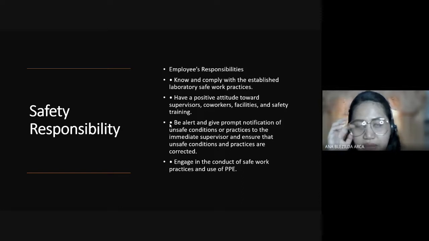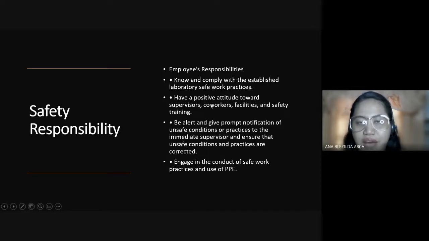So of course, bilang medtech, dapat marunong kang sumunod sa mga rules and regulations inside the laboratory. And then you should be cooperative. That's why dapat meron kang positive attitude. Ibig sabihin nun, class, madali kang sumunod. Okay? Kasama yan eh. Kasama yan.